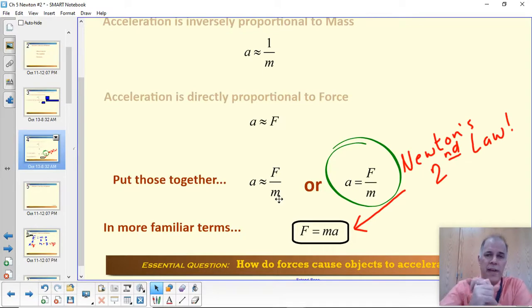Now, the leap that Isaac Newton took, and this was revolutionary, was to say maybe this isn't just a sort of, generally speaking, natural philosophy kind of thing. Maybe this is a hard and fast rule. Maybe if we can hang numbers on these things, this relationship will always be the same for everything in all situations. So maybe instead of a proportional sign, we could make an equal sign here. And if we rearrange that, we can say F is equal to MA. So we multiply both sides by M, we get F equals MA.